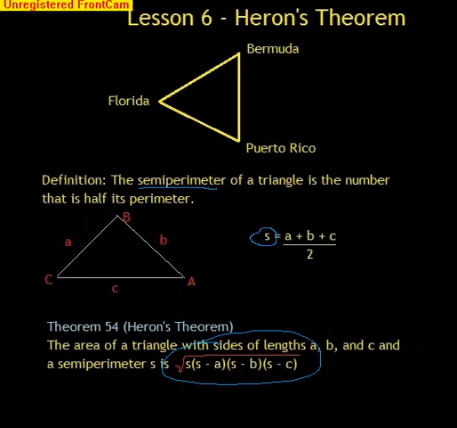This lesson, Heron's theorem, is a theorem so that you can find the area of a triangle. Like here's the Bermuda Triangle. If you want to read the story, it's in the book. It's a triangle between Florida, Bermuda, and Puerto Rico. And that's where things disappear. Do you ever hear about that?